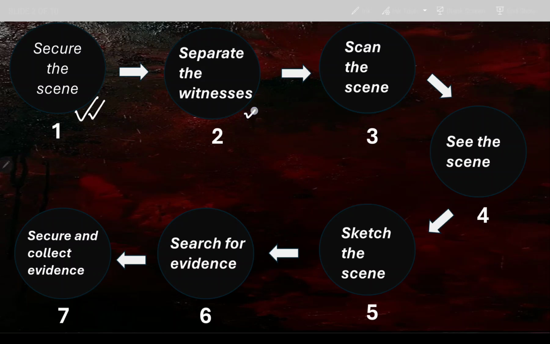Then separate the witnesses. We should always separate the witnesses. If there is any scene of occurrence, there may be some witnesses who have witnessed the incident. Let us take an example of road accidents. There will be some people in the vehicles or pedestrians who will witness how the accident happened, and who made the mistake. Okay, so separate the witnesses.